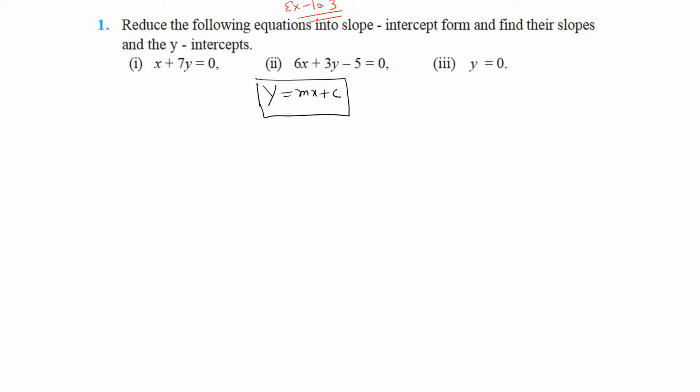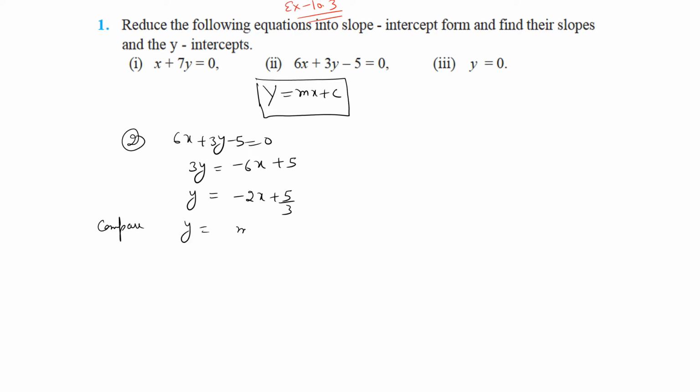So I'll take question number 2. This is 6x plus 3y minus 5 equal to 0. So writing it in this form, you will write it as 3y equal to minus 6x plus 5. Now make y free from any coefficient. So this is y equal to minus 2x plus 5 by 3. Now I will compare with the slope intercept form, y is equal to mx plus c. So m here is minus 2, and your y intercept, what we call as c, that is equal to 5 upon 3.